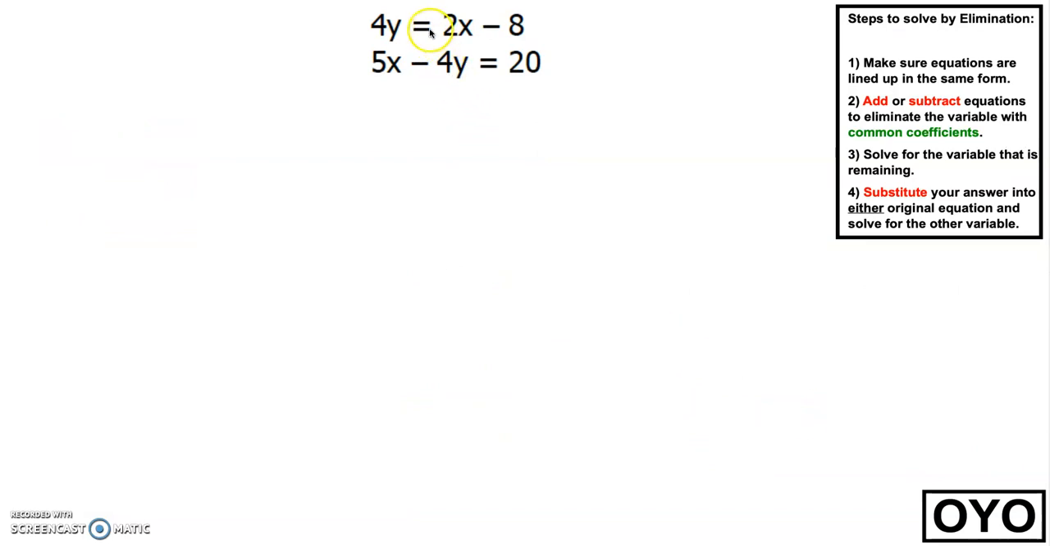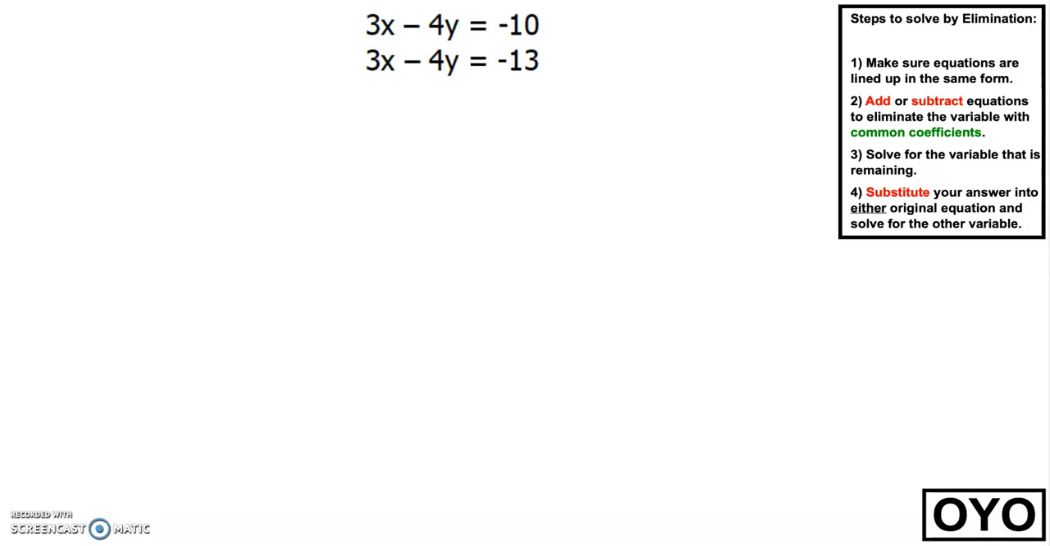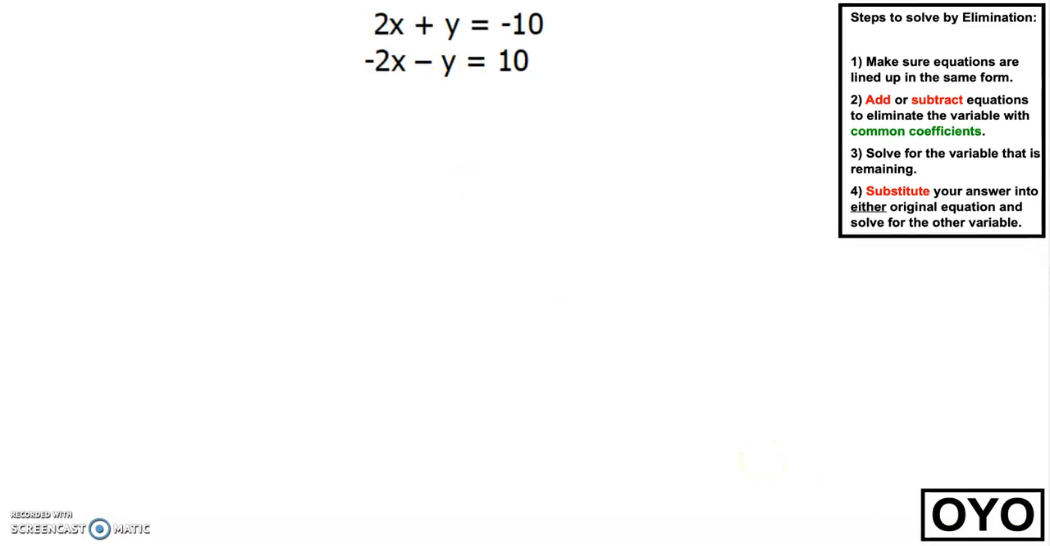Notice here the equations aren't quite in the right format, so you're going to have to rearrange those equations. And I want you to think about here what you notice for the x coefficients and the y coefficients. What do you think is going to happen here? And in our last example, notice that the coefficients for x and y are the same, except different signs. So think about what's going to happen in those examples.